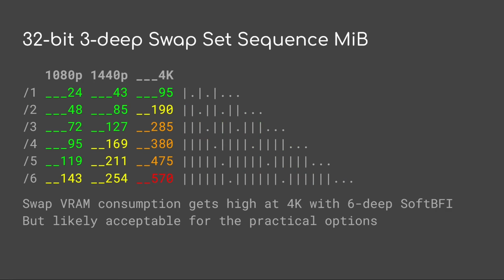Alright, so what about memory? Well, if we're burning a 3 deep swap chain at 4K with no BFI, it's going to be 95 megabytes. If we're running, say, 6 frames of BFI, it's going to be close to half a gigabyte. So yeah, if you're at 4K and you're running 6 deep soft BFI, it's pretty expensive, but otherwise it's really not. So in most of the cases where you'd actually be running this, it's not too much of a concern for memory.